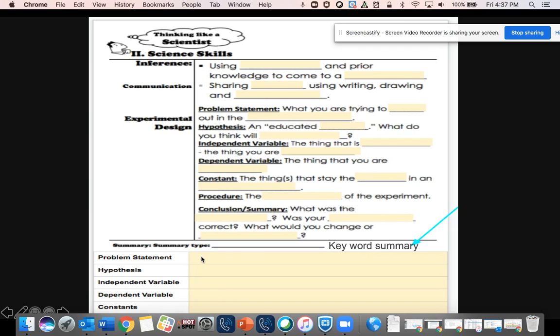In review, problem statement is the question you're trying to solve. Hypothesis is an educated guess. Independent variable is what you change. Dependent variable is what you measure. And the constants stay the same.